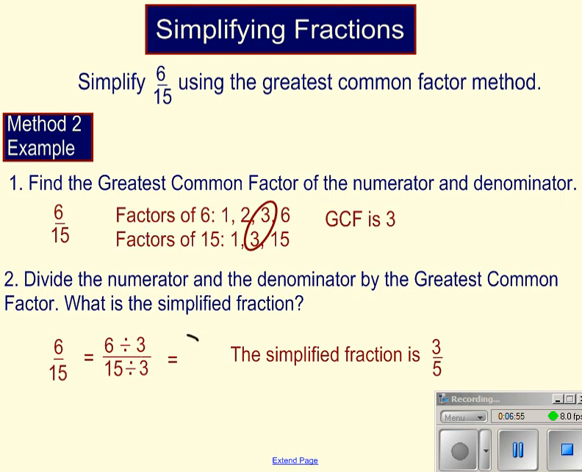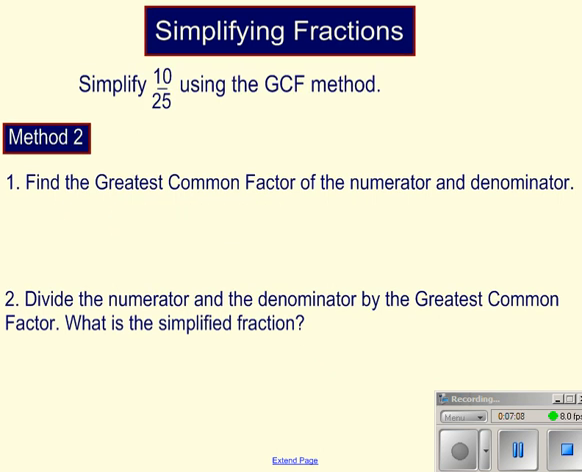6 divided by 3 is 3. 15 divided by 3 is 5. And it's only one step to get you to the simplified fraction. All right, go ahead and do 10/25 using the greatest common factor method. You can use listing, factor trees, or the birthday cake method. Go ahead and do this on your paper and then come back and check.